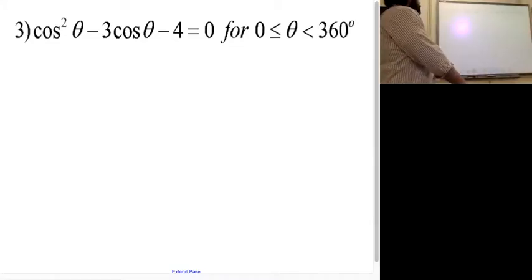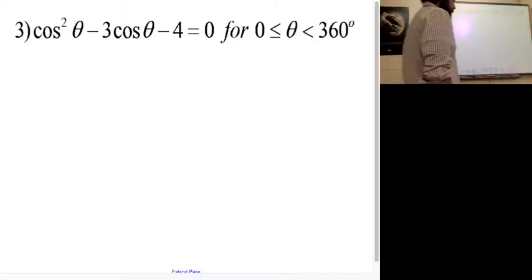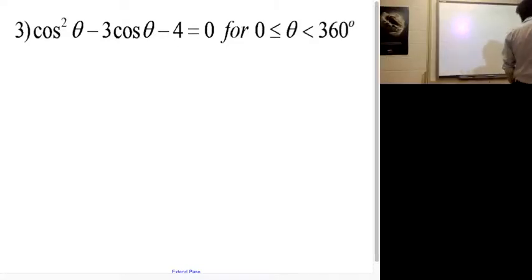Next question reads, cosine squared theta minus 3 cosine theta minus 4 equals 0. Solve for all theta in the interval from 0 to 360 degrees. So again, we're still in degrees. This equation's nice because it's a trig equation where each term is in terms of cosine already.